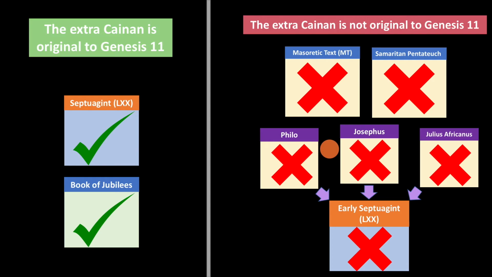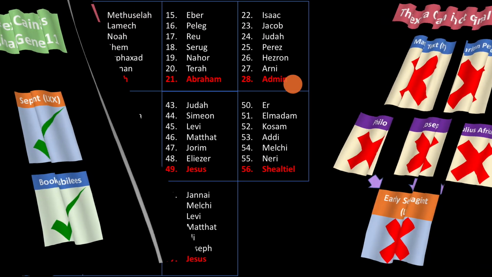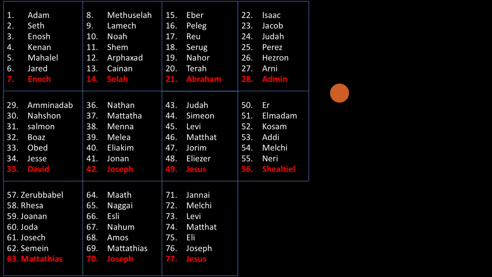My speculation is that at the time of Luke, there existed two different versions of Genesis 11. Some versions of Genesis 11 had an extra Cainan, based on the fact that the Septuagint has it and the Book of Jubilees has it, and there were some copies of the Septuagint that did not have an extra Cainan, based on all these witnesses. So there were two copies of Genesis 11 in circulation. Let's keep that in mind. Now, here is my speculation. I could be wrong, but I think it's pretty good speculation.